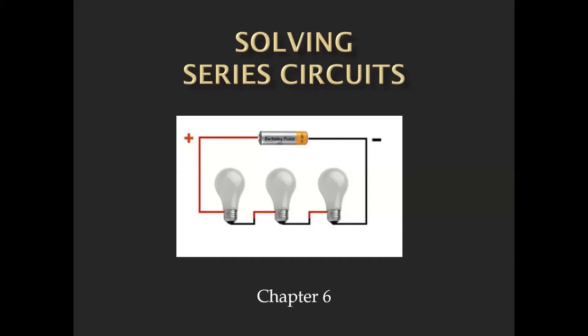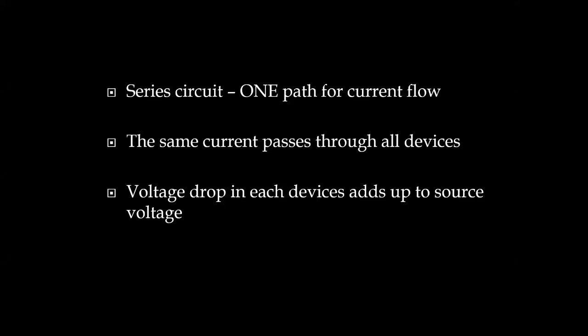Okay, so solving series circuits. So a series circuit, remember we talked a couple of classes ago about what a series circuit is. A series circuit has only one path for current to flow. So I can have more than one electrical load or electrical device, but there is still only one path. So what that means is that the same current passes through all of the devices. Okay, every device and including the source all have the same current. It's the same at all points in that circuit.